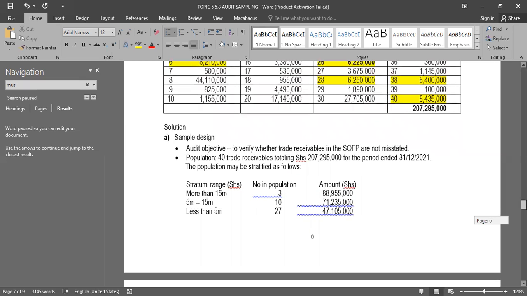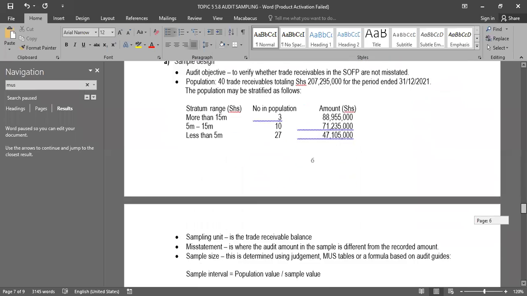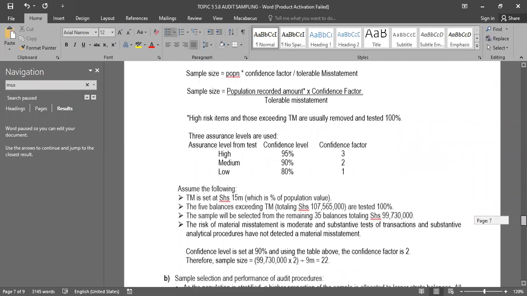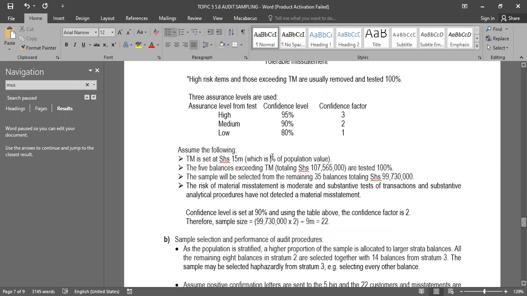Someone should help me compute. 15 million divided by 207 million to 95 million. What do you get as a percentage? Kindly share with me so I put it here. Okay, so this is my assumption.